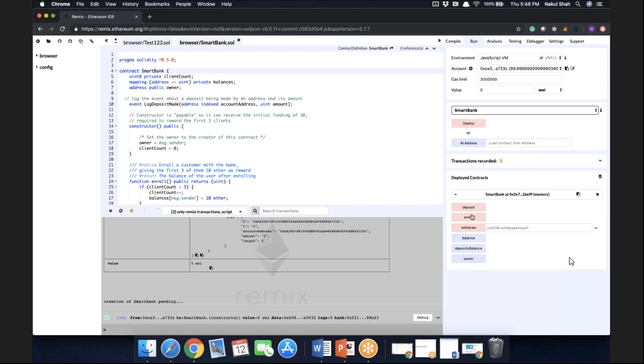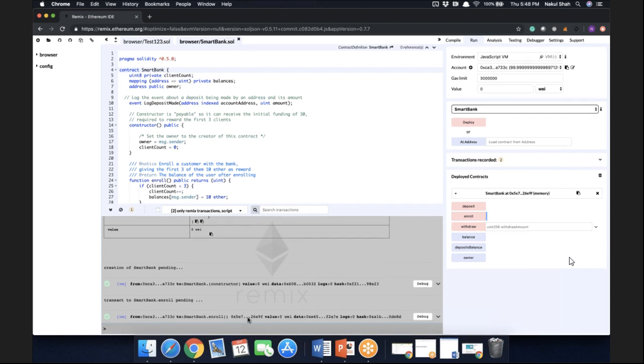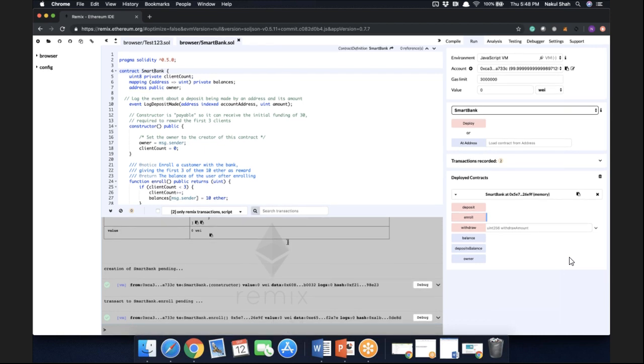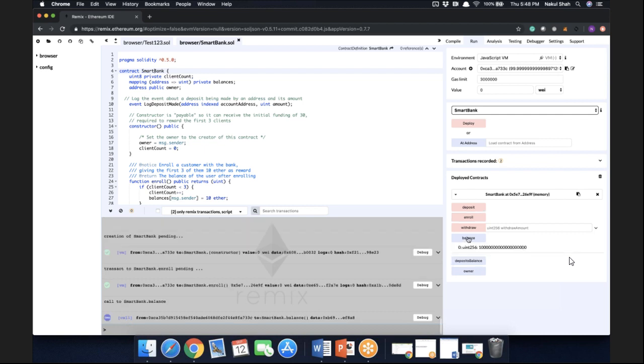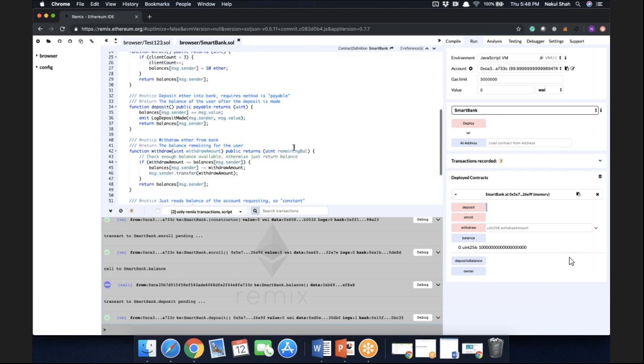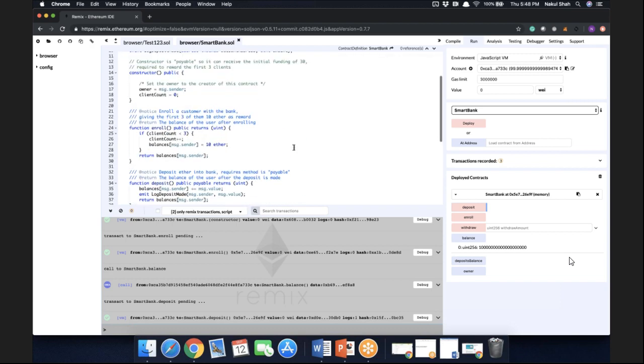You can enroll, so I can hit enroll and get a new enrollment for this smart bank. I can check the balance associated with that particular account. I can deposit money in that account. I can withdraw a certain amount. So those are the various functions that you can learn.